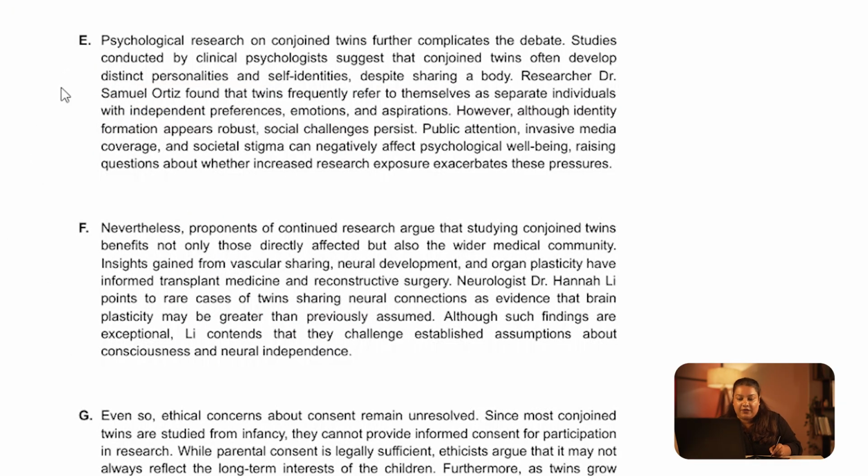Alright, let's move to paragraph E. Psychological research on conjoined twins further complicates the debate. So conjoined twins research complicates the debate. Let's see what the last part of the paragraph has to say. Public attention, invasive media coverage, and social stigma can negatively affect psychological well-being, raising questions about whether increased research exposure exacerbates these pressures. Exacerbate basically means worsen the condition, I would say.